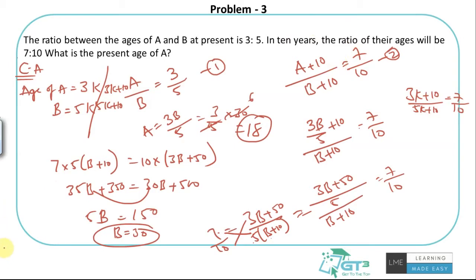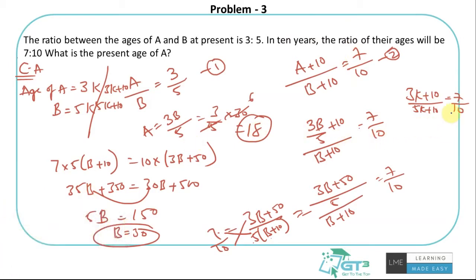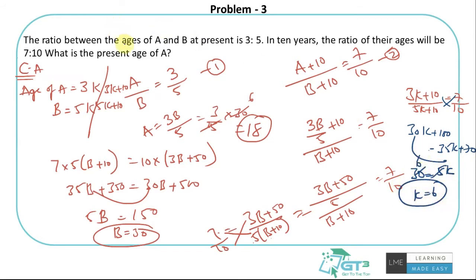Let me just change the color once. I'm just trying to show you how we can do it faster with this approach. So I just cross multiply, it will be 30k plus 100 equals 35k plus 70. So 30k comes this side, 35k minus 30k is 5k, 100 minus 70 is 30, and 5 sixes are 30, so k is 6. Once I know k is 6, what will be the current ages? 3 into 6 is 18 and 5 into 6 is 30, which is what we calculated.